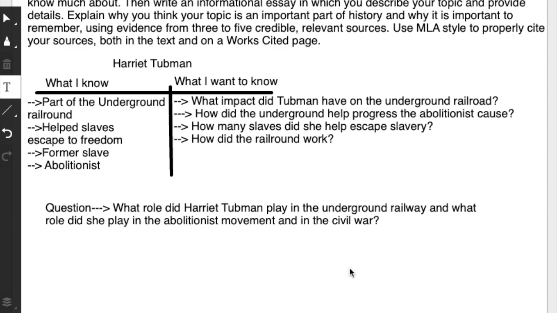So I made this T chart, and it's a T chart because those black lines look like T's, right? So I made the T chart, and on the left side I put what I know, and then on the right side I put what I want to know. So the things that I knew about Harriet Tubman were that she was part of the Underground Railroad. I knew that she helped slaves escape to freedom. I also knew that she was an escaped slave herself, and that she was important in the abolitionist movement to abolish slavery. Those are really the only things I knew about her.